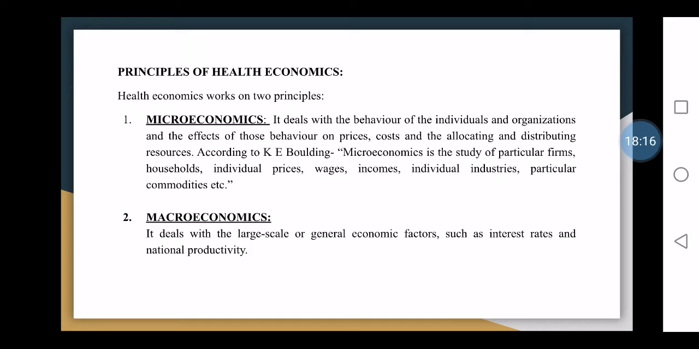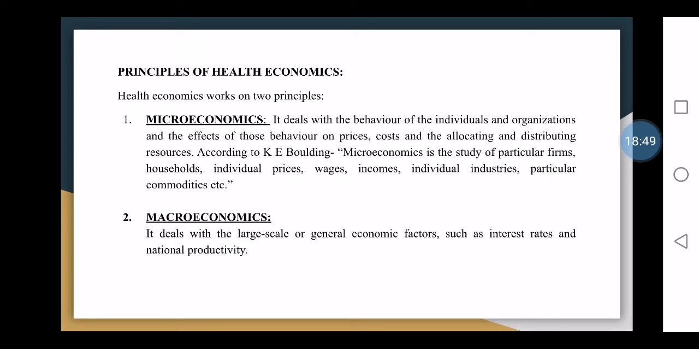Macroeconomy deals with large scale or general economic factors such as interest rate or national productivity. So when we talk about national productivity, because overall in whole India, or the whole state, the whole large scale economy we are going to see, it has two factors which are affected. It is the GNP and GDP. What is GNP? Gross national product. And what we have is gross domestic product.